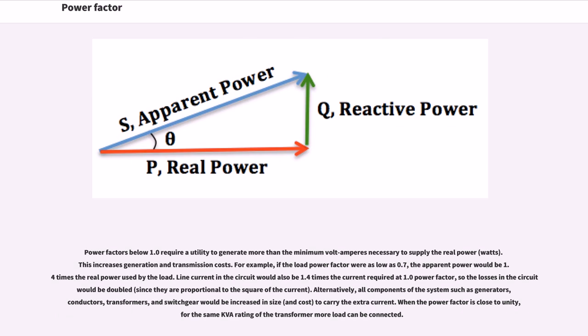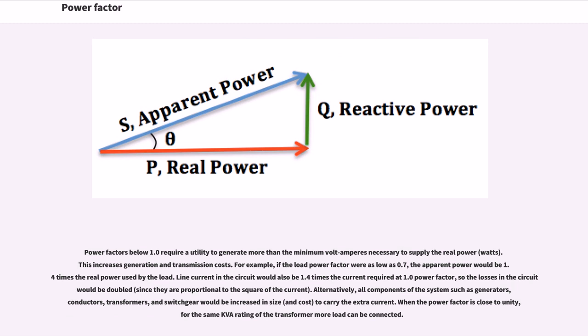Power factors below 1.0 require the utility to generate more than the minimum volt-amperes necessary to supply the real power. This increases generation and transmission costs. For example, if the load power factor were as low as 0.7, the apparent power would be 1.4 times the real power used by the load.